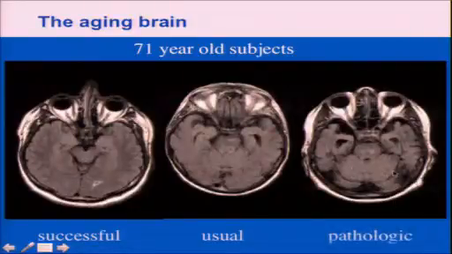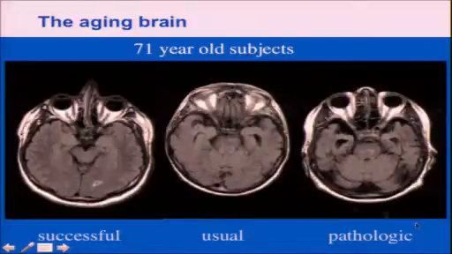And here on the right-hand side, that's from an imaging study, a pathologic aging, because we have more than normal atrophy. And we do see more white matter changes. And you can even see here some Wallerian degeneration already in the pons.